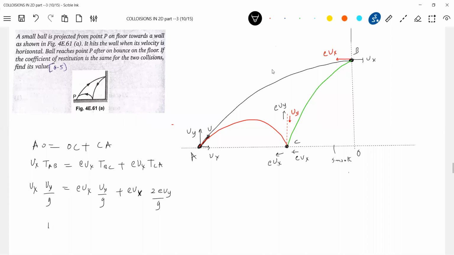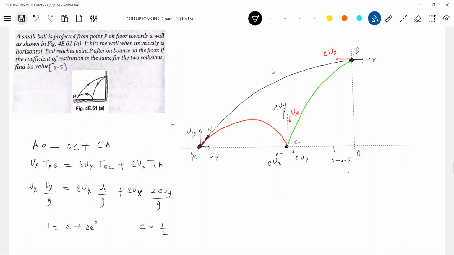So I'll end up with 1 equal to e plus 2e squared. Solve this, you'll get a quadratic equation and the required answer. The problem has become very simple. Here, due to impact, the y component of velocity changes: it is incident with a speed uy and rebounds with a speed euy. So the x component of velocity will not change here. If you solve this, you'll get the answer equal to 1 by 2.